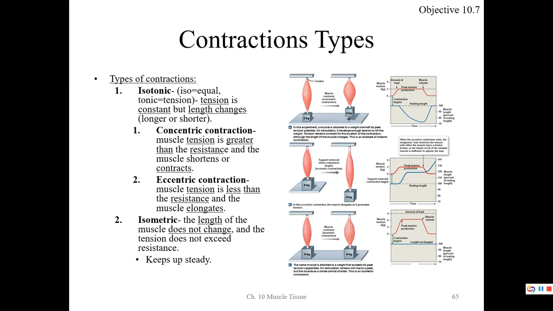Now, isometric: iso equal, metric distance. The length of the muscle stays the same. This means that tension does not exceed resistance and the muscle stays steady. Okay? The muscle doesn't change any distance. This is what keeps us steady. This is what keeps you sitting upright in your desk right now.